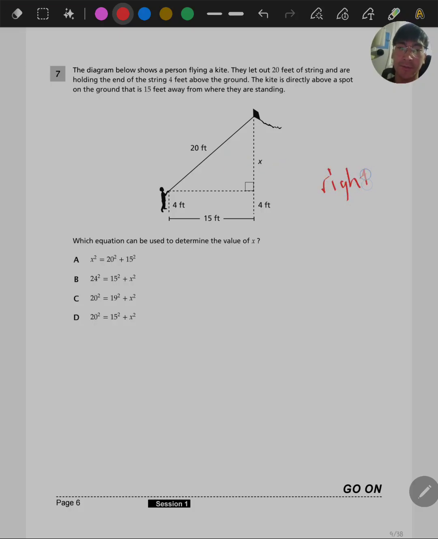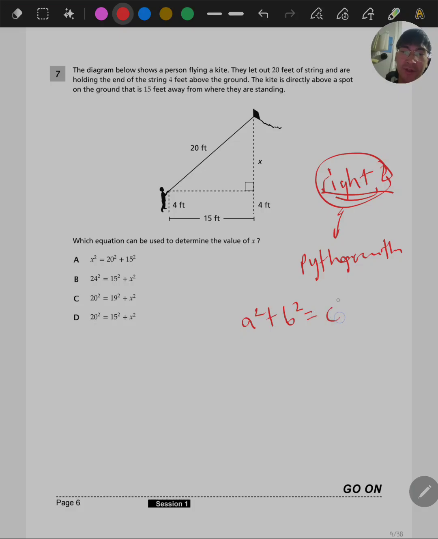That's very important. When you think of a right triangle, the trigger should be, ooh, Pythagorean theorem. That's just a squared plus b squared equals c squared, where c is the longest side of the right triangle, which is 20. And how do I know? I have high school Pythagorean videos. Feel free to check those out.